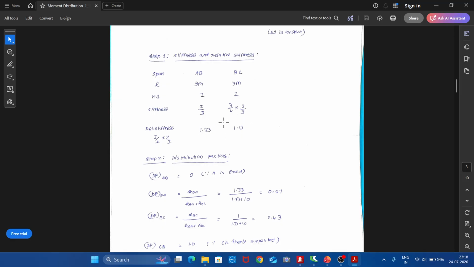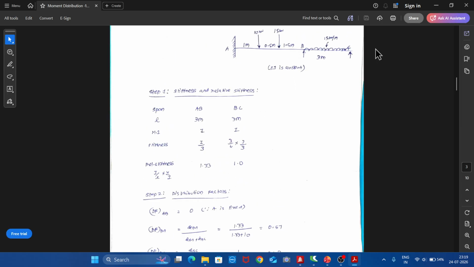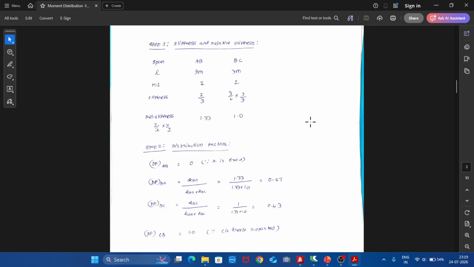So KBA is 1.33, this is 1. Therefore 0.57 will be the distribution factor for BA. Then the distribution factor for BC will be KBC, that is, the stiffness of the member BC divided by the sum of stiffnesses of members meeting at the joint B. Therefore, this will be KBC by KBA plus KBC. So KBC will be 1 divided by KBA 1.33 plus 1. Therefore, this will be 0.43.